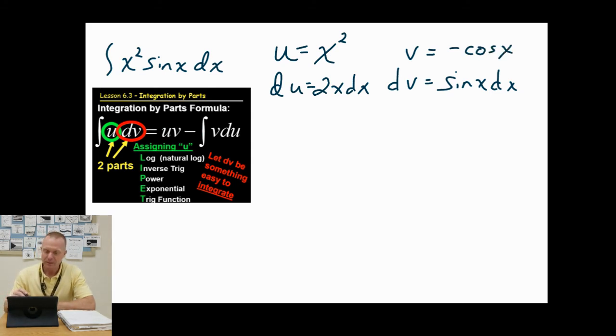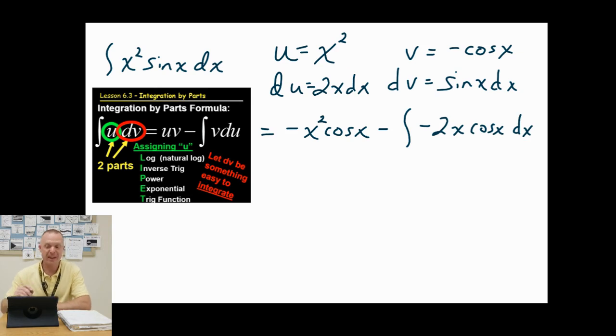All right, well, let's start the rule. The rule starts with a uv. That's x squared times negative cosine. I'm going to go ahead and just put the negative sign in front of the x squared. So there's our uv. There's always a minus the integral of v du. Now v is negative cosine. I'm going to go ahead, though, and put this du, in other words, the 2x, first. I still have the negative sign that came with the cosine, and then dx.